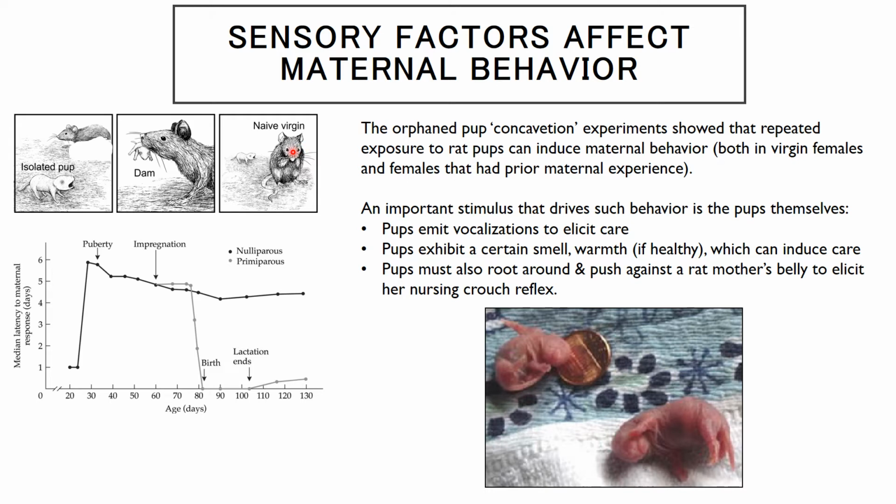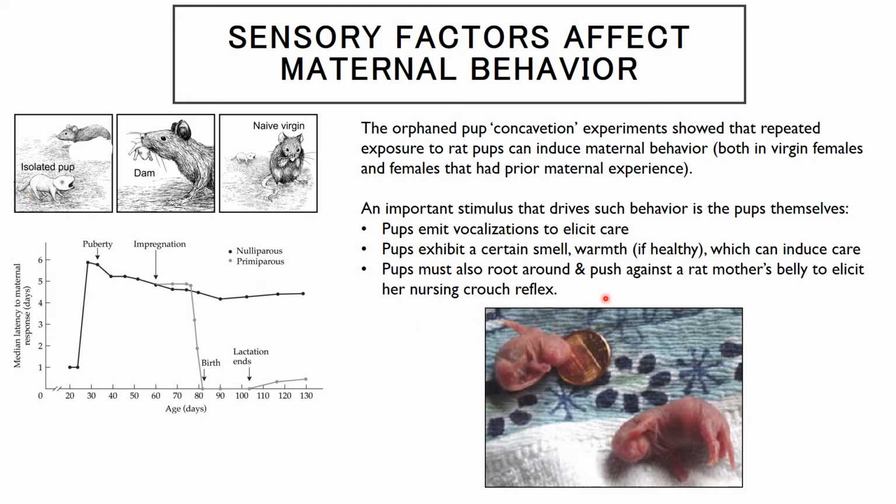What is the point about the pup? What is happening when you throw a pup in a cage with either type of female? It's inducing a change in these females, but what is it that they're sensing? Well, we know a fair amount about it. We know that pups emit vocalizations to elicit care. So if you take an isolated pup and you throw it into the cage of either a dam or a naive virgin, they're going to be hearing the cries of that isolated pup. It's going to be whining.